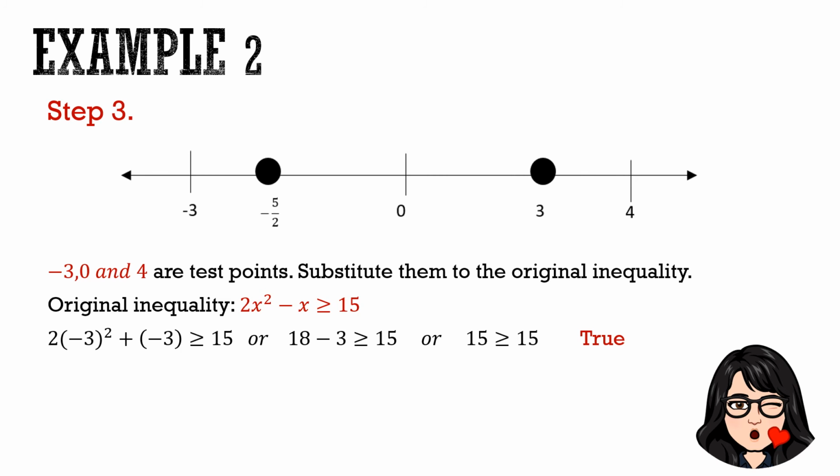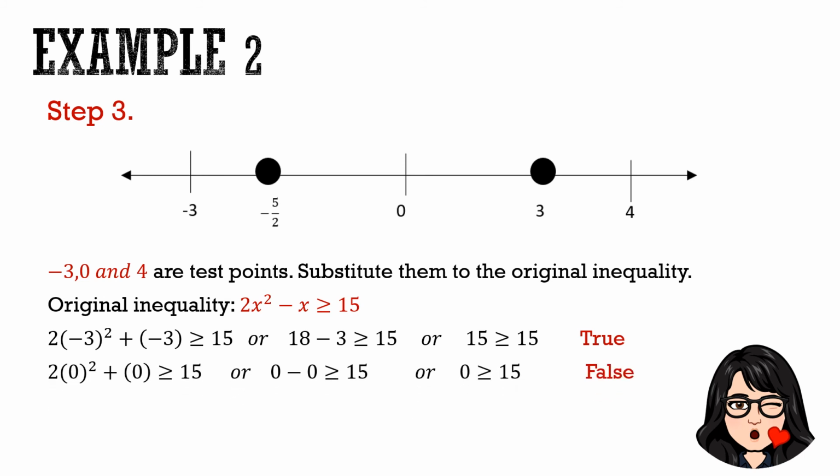Let's substitute negative 3. 2 times the quantity negative 3 squared plus negative 3 is greater than or equal to 15. Multiply negative 3 two times by itself. Then multiply it by 2. So we have 18 minus 3 is greater than or equal to 15. 18 minus 3 is 15. 15 is greater than or equal to 15. True.